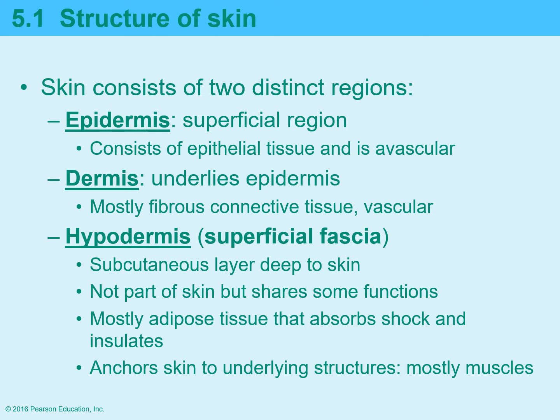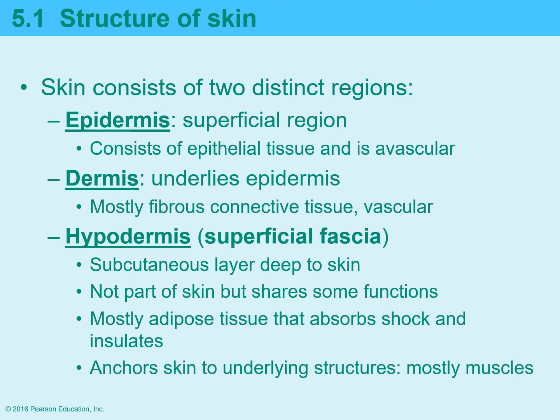We're going to start off looking at the skin. There's two distinct areas or regions. The epidermis, which is the most superficial region, and then the dermis, which is directly beneath it, or deep to it. The epidermis is composed of epithelial tissue, and it's avascular, so it does not have blood supply to it. The dermis layer, which is deep to it, is mostly fibrous connective tissue, and it is vascular.